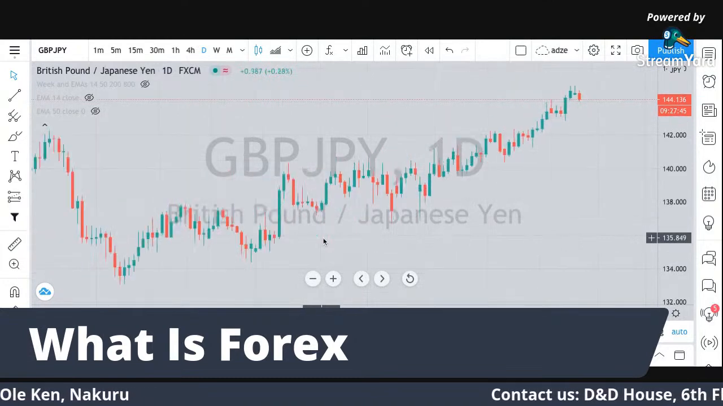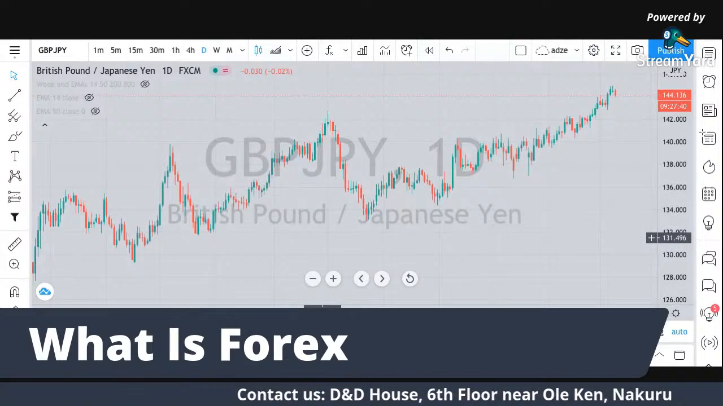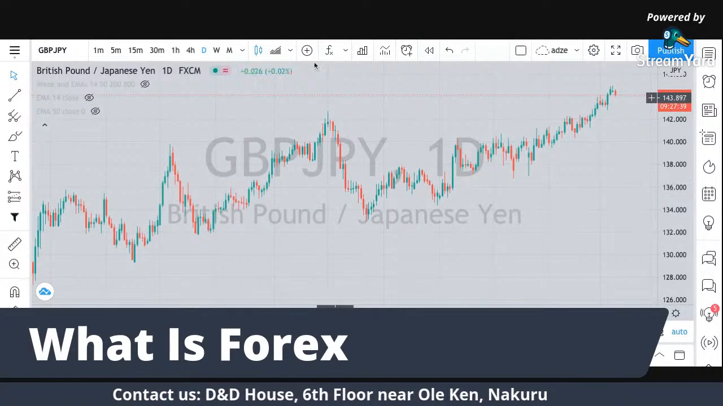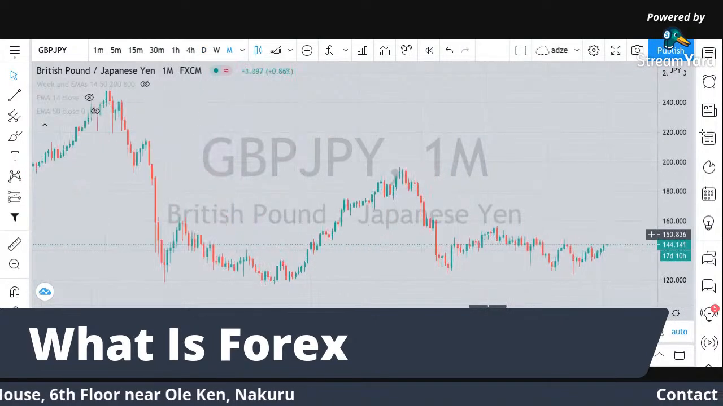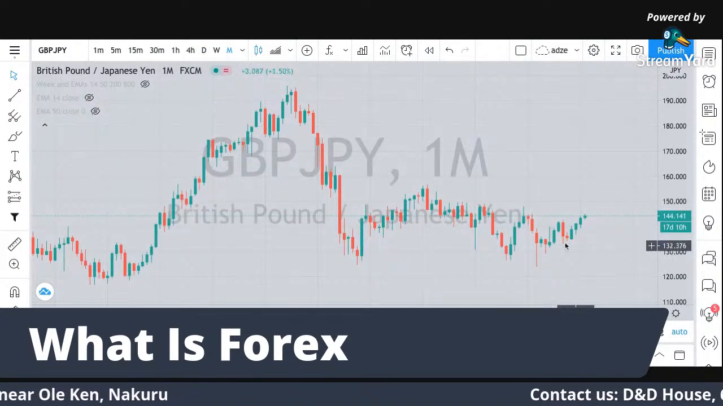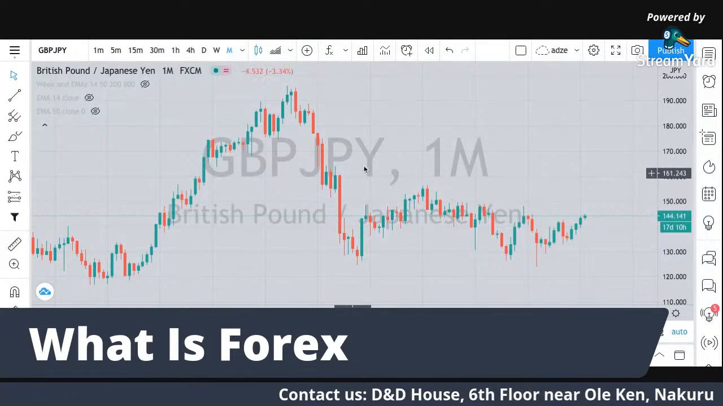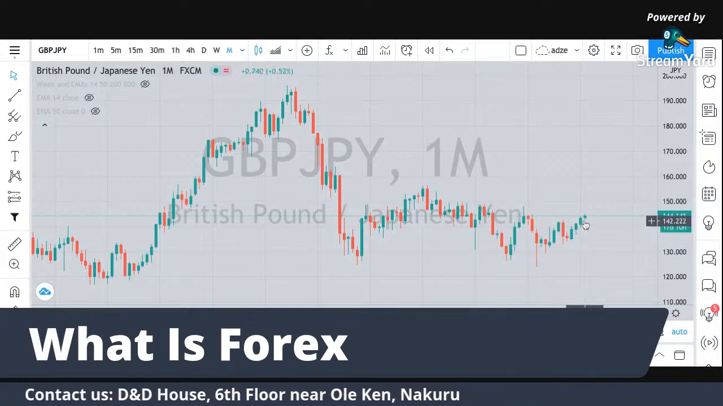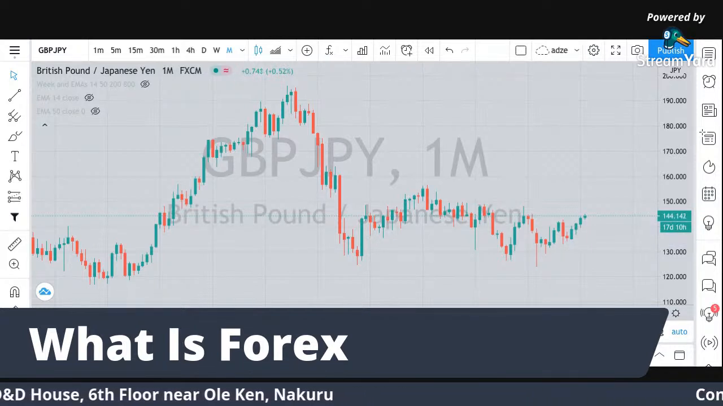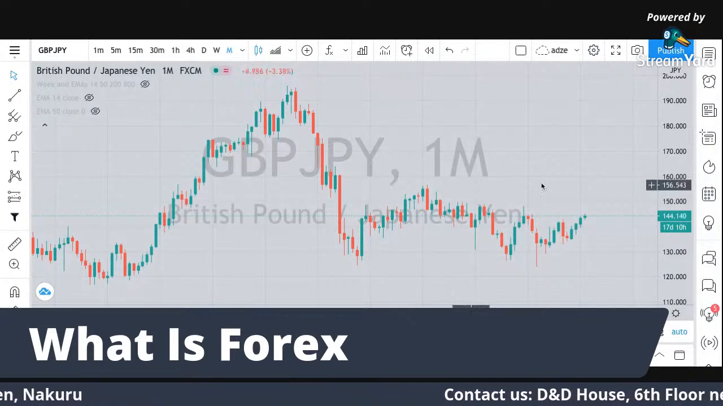This is the daily. If we do the monthly, let's start with the monthly. This is the beginning, this 2022. Now here, where is the price heading? This is the first month, second month, fourth month. Yeah, price is heading upwards, right?